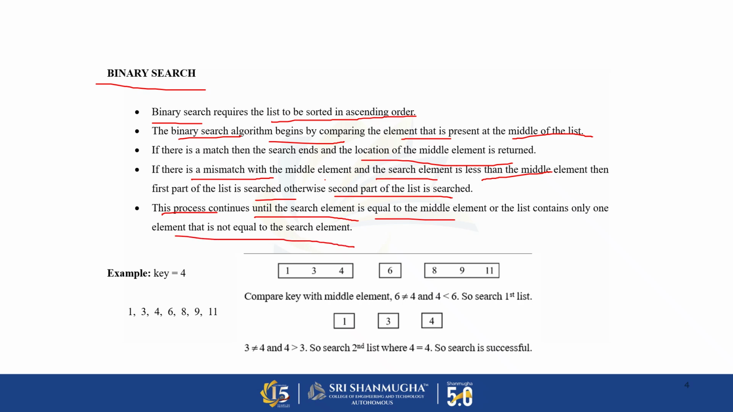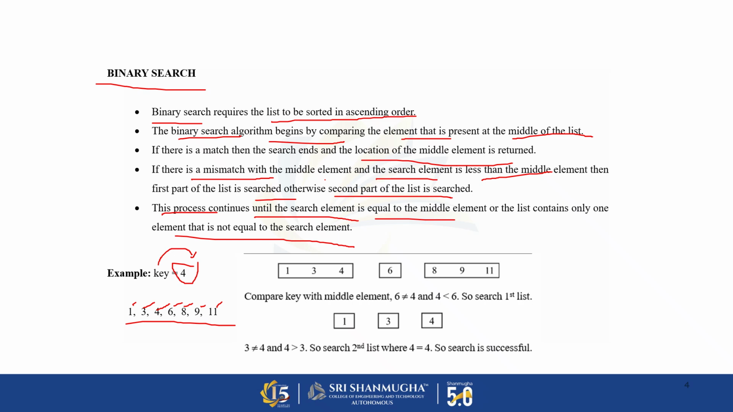So here also we have a set of numbers: 1, 3, 4, 6, 8, 9, 11. This is the set of numbers we have. We want to search for the number 4, which we represent as the key. So the key is 4. We want to search for this number using the binary search method.